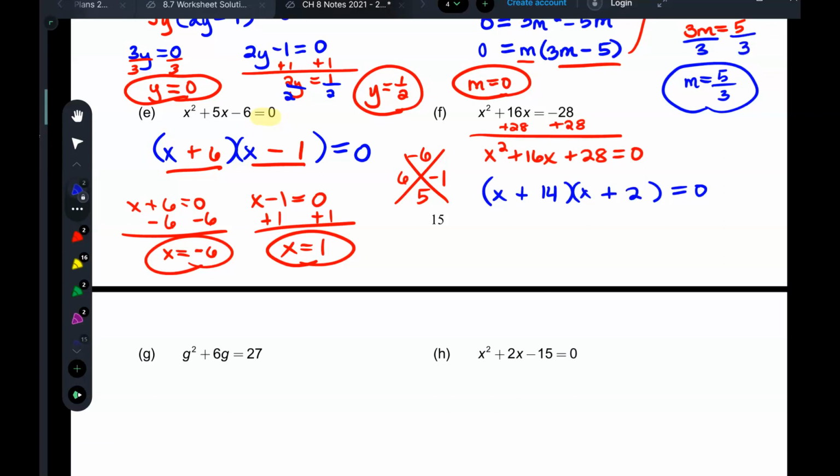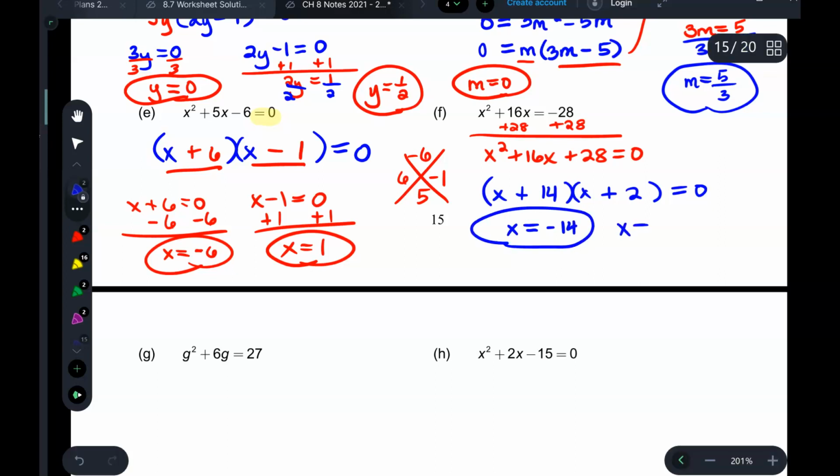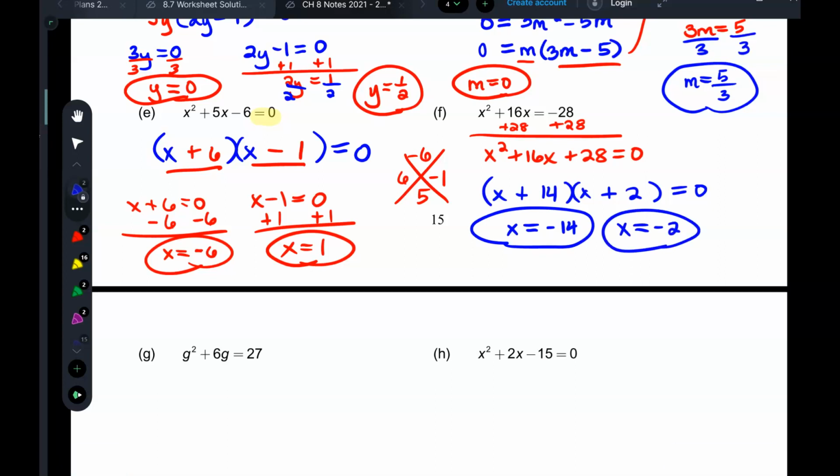So what are our answers? -14 and -2. Good. So at this point, you can show setting both parts equal to 0, or I'm fine if you just notice what's always going to happen here. It's basically the opposite sign, right? Because you would be subtracting.